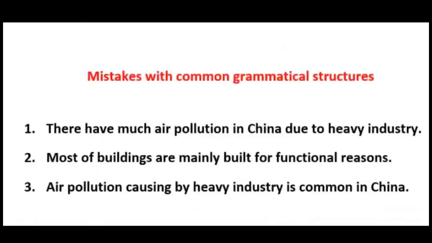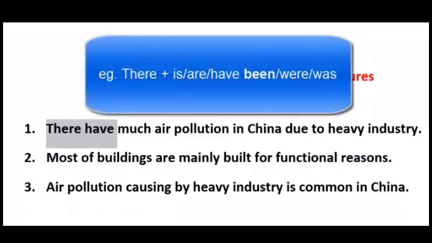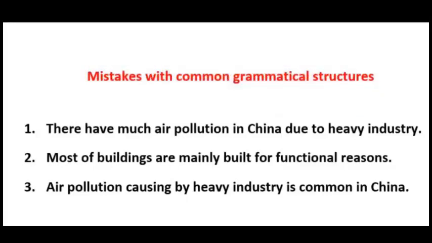Now let's take a look at mistakes with very common grammatical structures. Number 1. There have much air pollution in China due to heavy industry. So the structure we're focusing on is this here. But the problem is it's used incorrectly. After there, when you're introducing some topic, we can never use there without some form of the be verb. In this case, again, we need to make our subject and our verb agree with each other.